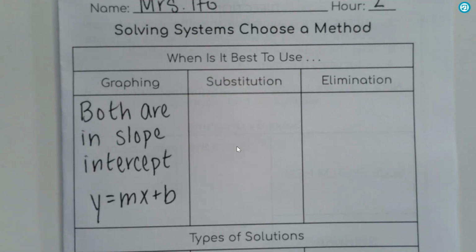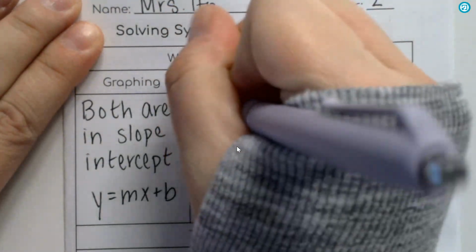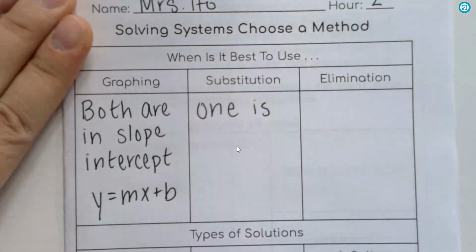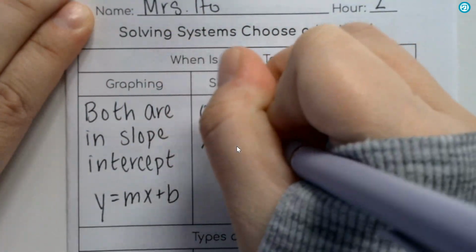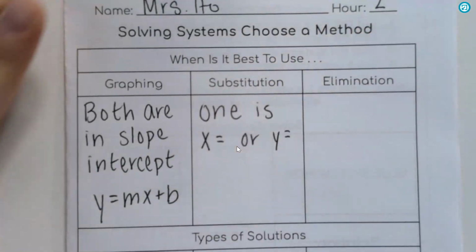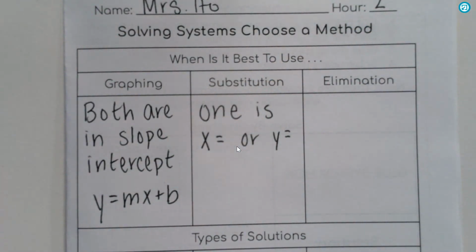So it's most convenient to use graphing if both of them are already set up to be graphed. It is most convenient to use substitution if one of your equations or the other is either set up to be x equals or y equals. So x equals everything else or y equals everything else.